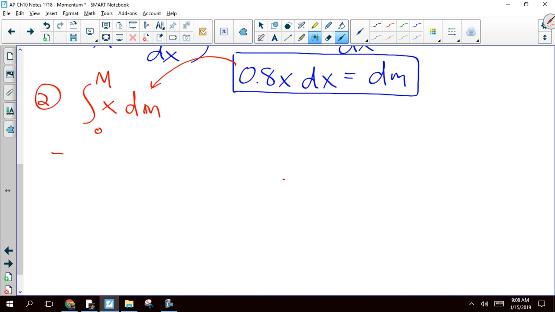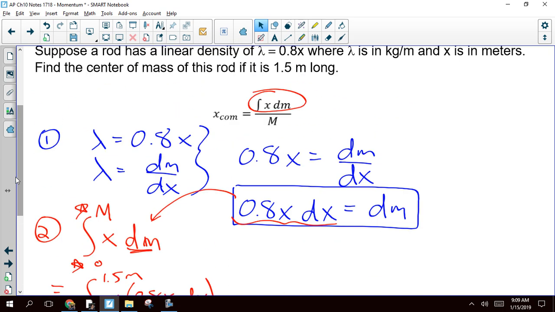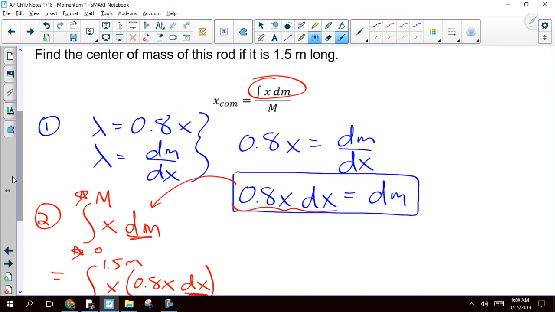So this becomes the integral of x times, and I'm going to replace dm with this. But now, because we're integrating dx, we don't want to integrate according to the mass, we want to integrate according to the length. So we need to start at a position of 0 and keep integrating until we've gotten the whole mass. That occurs at 1.5 meters, because that is how long the rod was, since it is 1.5 meters long.